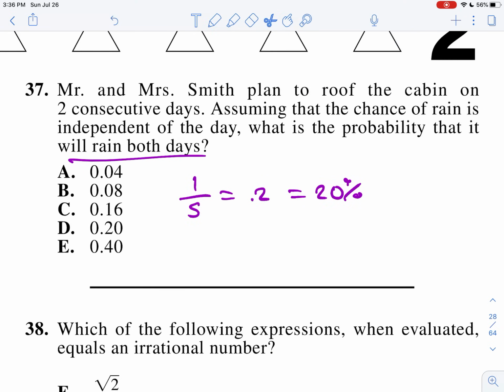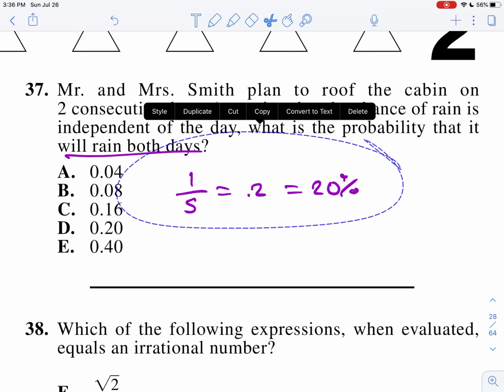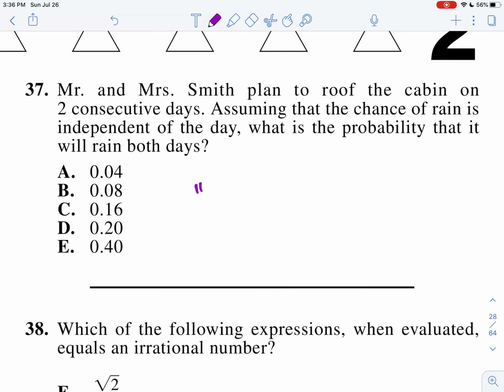Now, in order to actually find it for both days, this is a conditional and joint probability problem. There's a problem set on this, conditional and joint probability. You can check that out on your own. There's a problem set on the practice page discussing that. So I recommend if you are having trouble with this, you check that out.